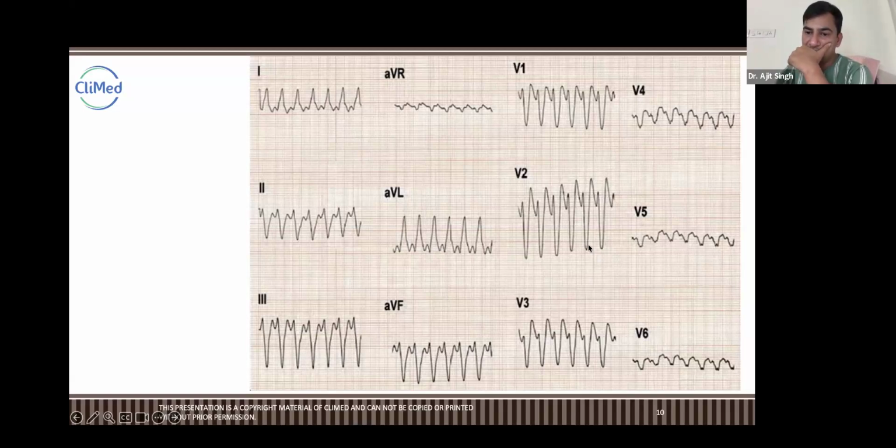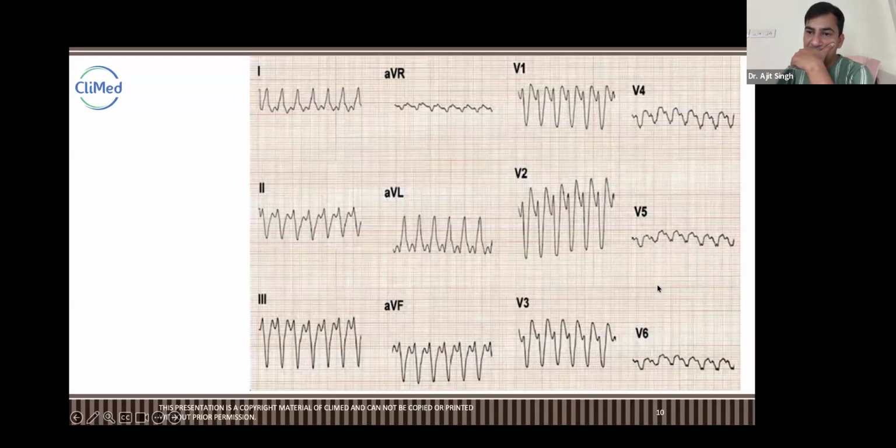W to M type. Starts with W. I mean, first is, and we all are W to M. W to M, right?